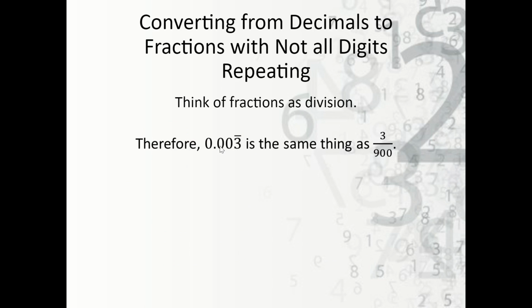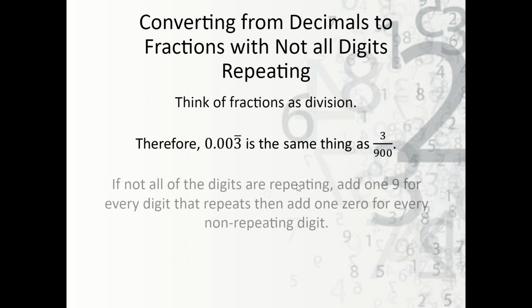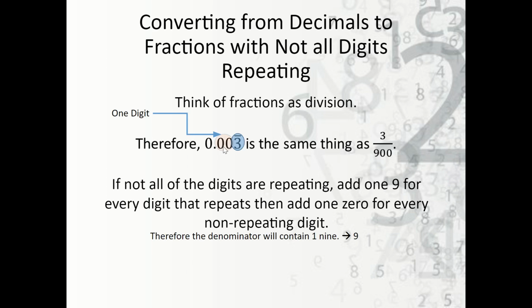Now we have 0.003 repeat, and I'm telling you that that's equal to 3 over 900. So again, for every digit that's repeating, we include a 9. For every digit that's not repeating, we include a 0 at the end. In this case, we have one digit that's repeating, so we're going to include 9. And we have 2 digits that are not repeating. Therefore, we should have 2 zeros. So we should end up with 900. Then we just keep whatever the value is. In this case, it's 3, so it's 3 over 900.